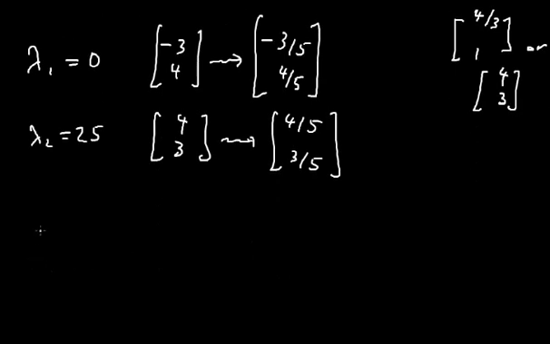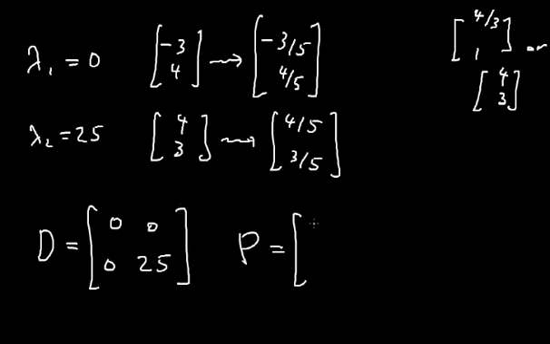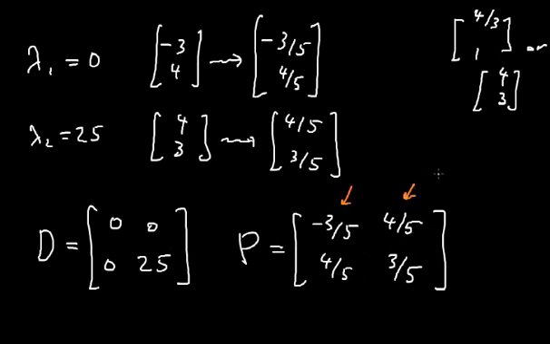So now we can design the diagonal matrix D, which will be 0, 25, and the matrix P will be minus 3 over 5, 4 over 5, and 4 over 5, 3 over 5. Remember that the order in which the columns of P appear should correspond to the order in which the eigenvalues appear in the diagonal entries. So this eigenvector here corresponds to the 0 eigenvalue there, and this eigenvector here corresponds to that eigenvalue there. Okay.